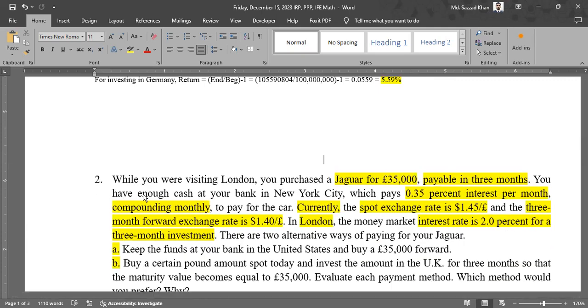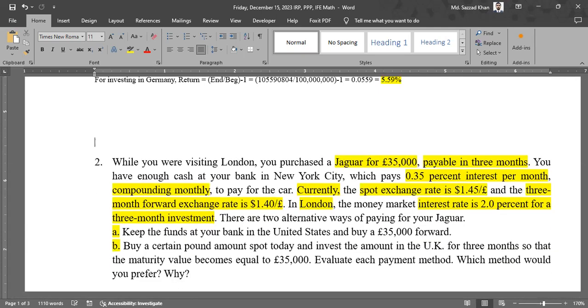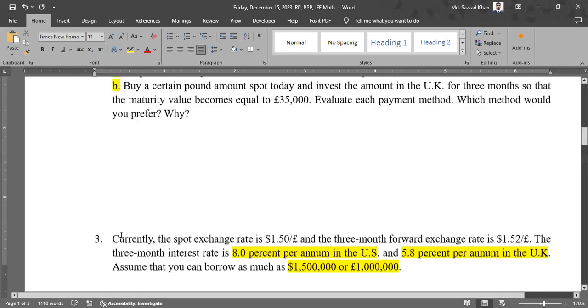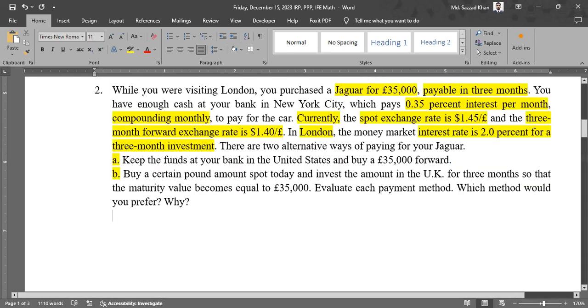So what you're going to do in here? So what does this math tell us? Okay, let us read it.